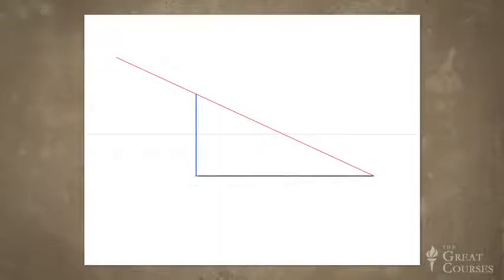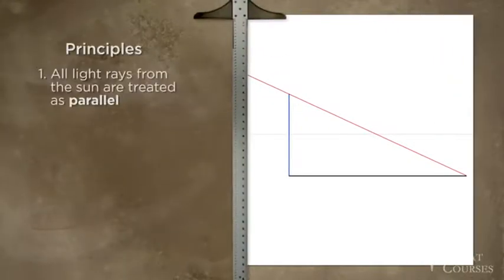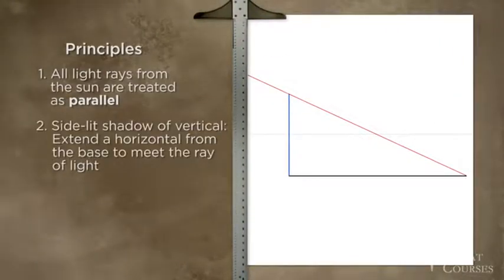It's a sunny afternoon. One of the sun's parallel light rays glances the top of the pole and extends down toward the ground plane. To draw the shadow of the pole, we extend a horizontal out from the pole's base to meet the ray. And that's our second principle. With side light, to draw the shadow of a vertical that's perpendicular to the ground plane, we extend a horizontal from the base of the vertical to meet the ray of light. We'll use this idea over and over again. It's the basic concept behind projecting all kinds of more complex cast shadows.